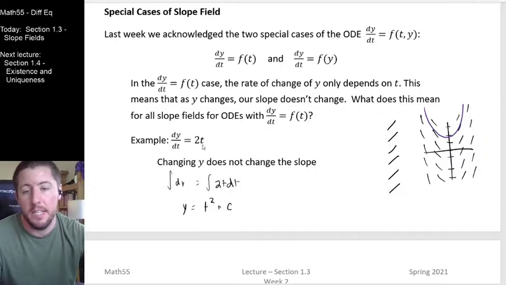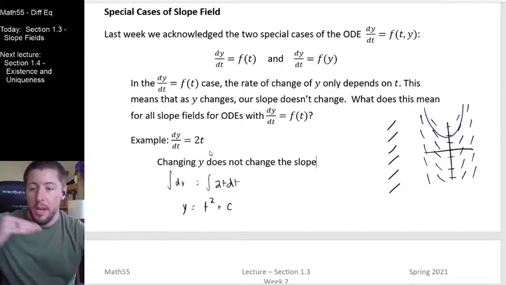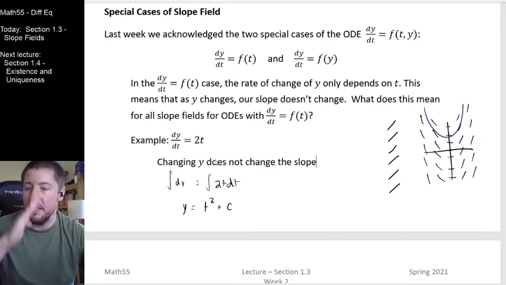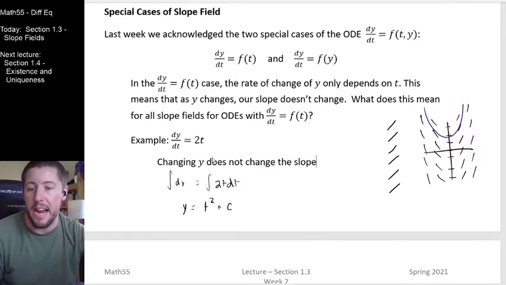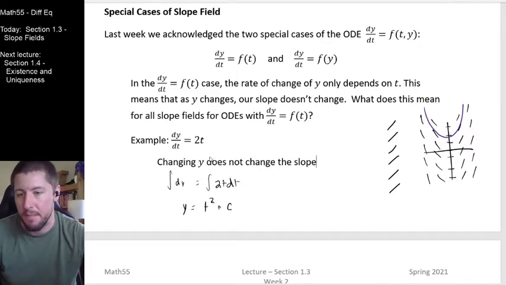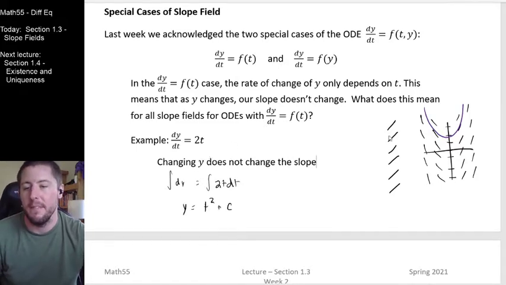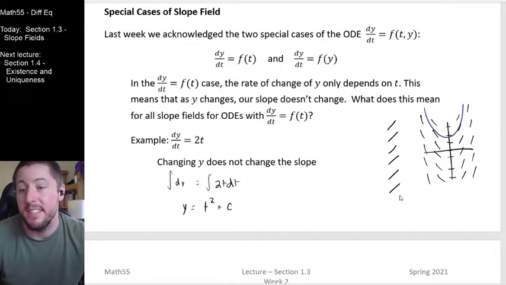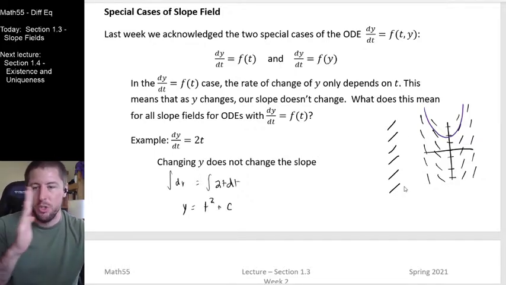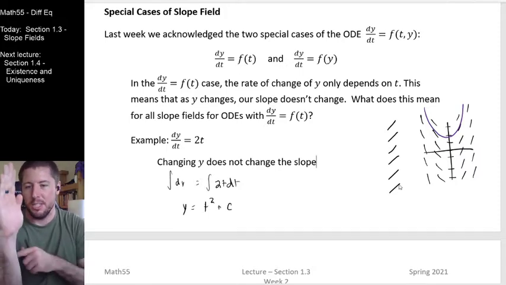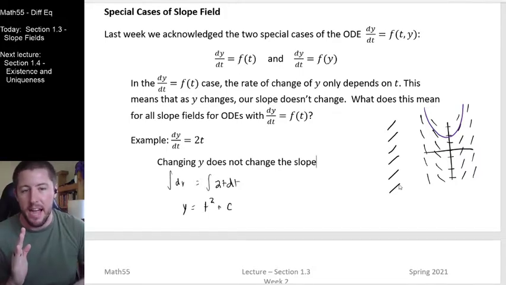So the point here is this. If there's no y's, then changing y doesn't change your slope. So moving up or down, you should have exactly the same slopes all the time. So what that means is that every column is exactly the same. Or excuse me, I meant to say: every slope in a column is the same slope. Each individual column is going to be different, but the slopes within that column are all the exact same.